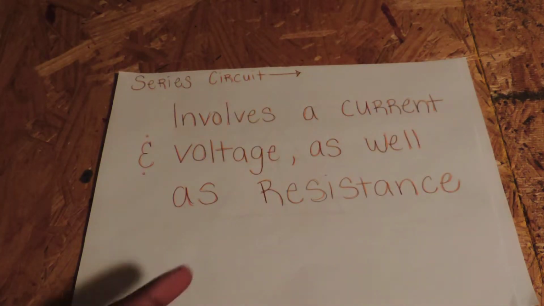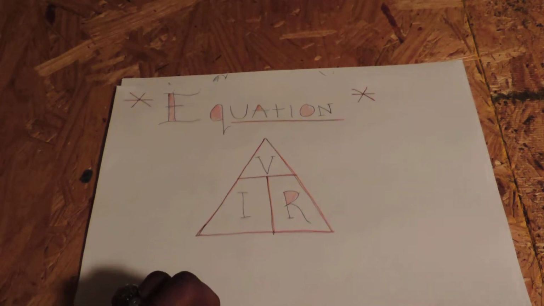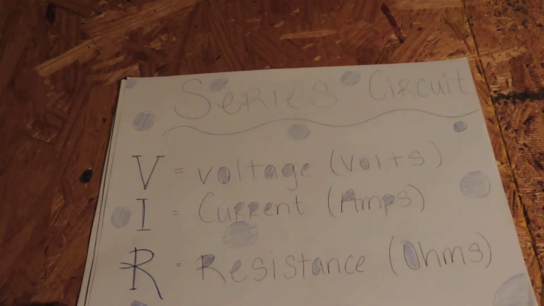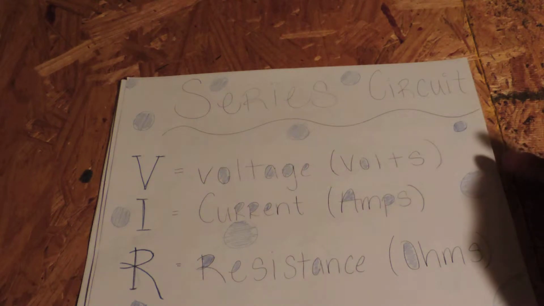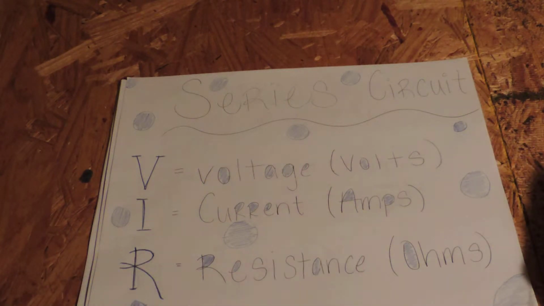A series circuit involves a current and voltage as well as resistance. The equation for a series circuit is V over IR. For a series circuit, those letters mean V is voltage, also known as volts. I is for current, which is measured in amps, and resistance is R, which goes by ohms.